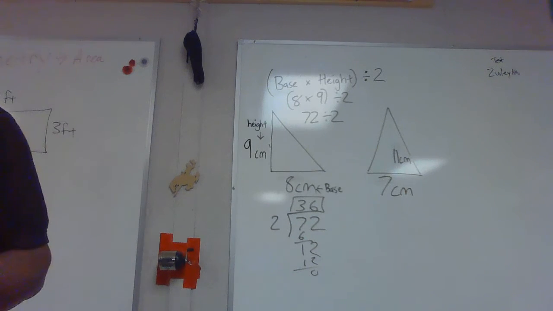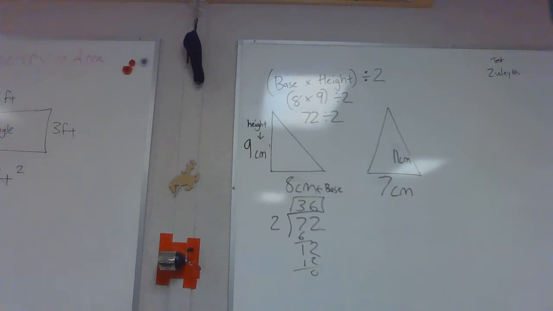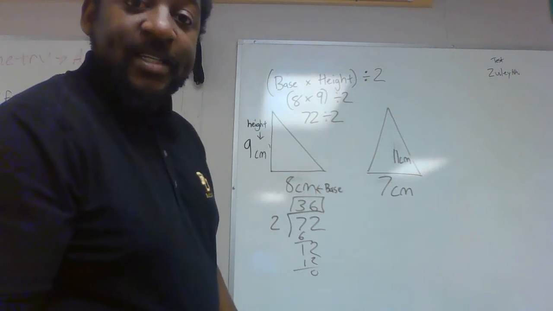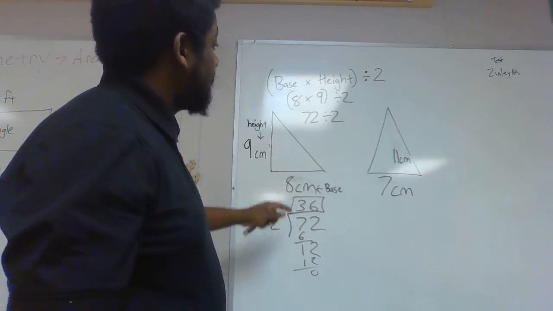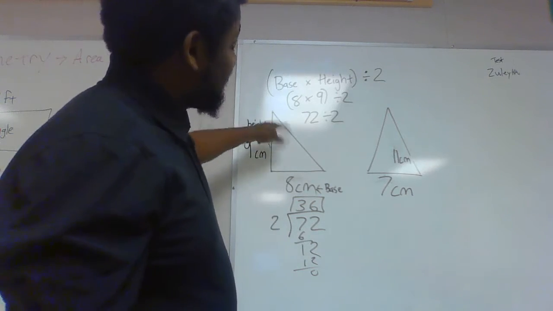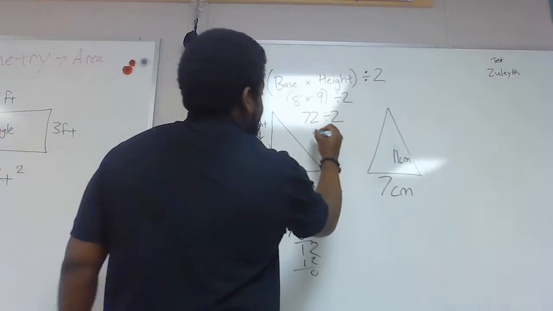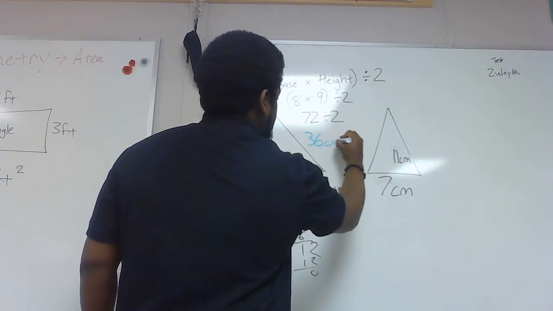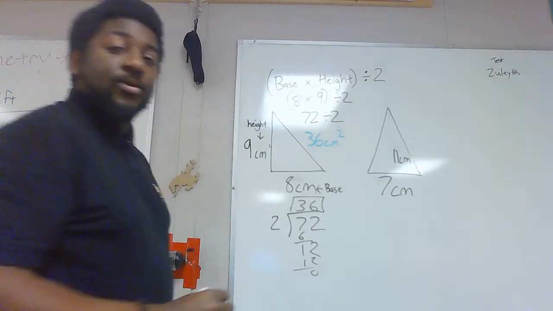So my answer, I'm going to use a different color real quick, y'all. So my answer to this problem, since I have 36, and we're talking about area of a shape or the space inside of the shape, that's 36 centimeters squared with a little 2.